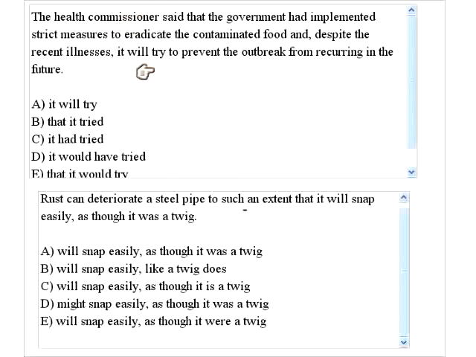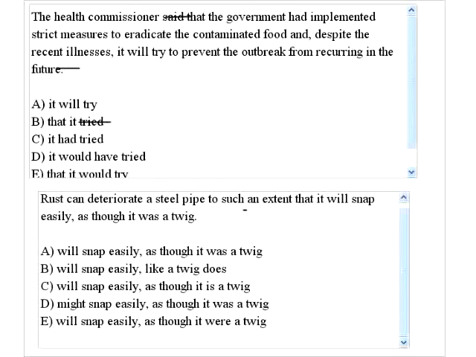And so I can't do that here, because the other favorite answer for most people here is clearly A. It will try. The commissioner said that the government will try to prevent the outbreak from recurring. But the issue is that I was in the past, he said, and I don't want to just jump to the future. It's too big a jump without those helper words, tomorrow, yesterday, whatever. What's much better is the conditional.